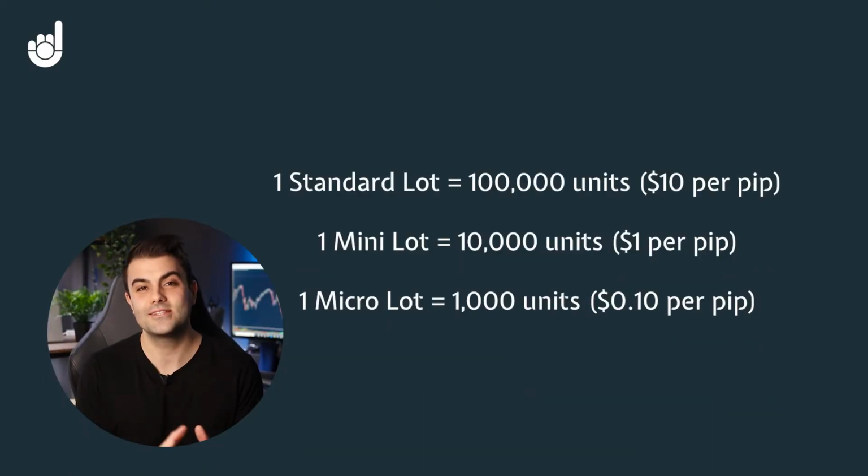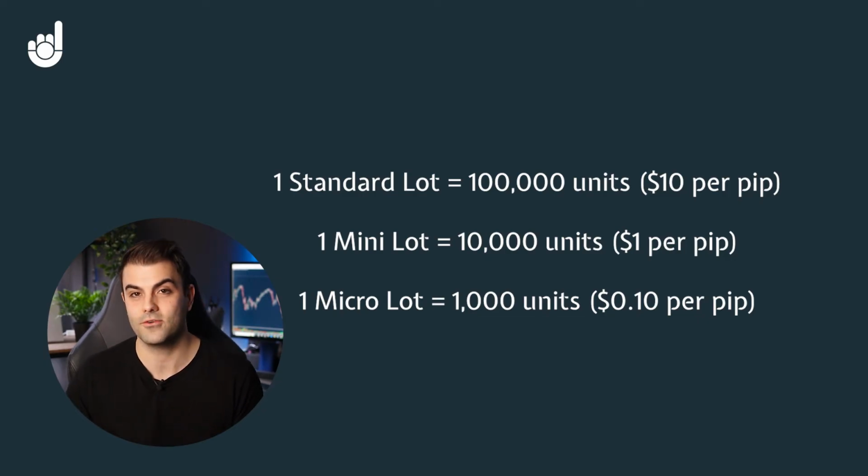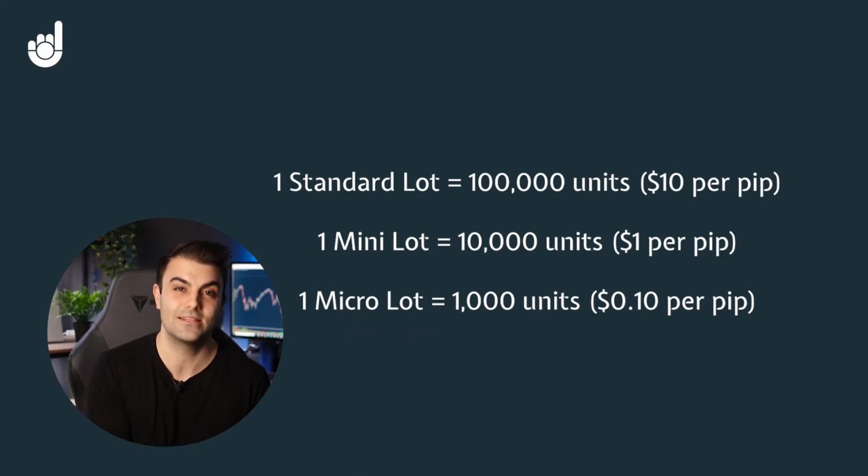And that's a good question, but the answer is no, you don't need that much money. So firstly, most brokers will also offer mini lots and micro lots. A mini lot is 10,000 units of the base currency and a micro lot is 1,000 units of the base currency. Therefore, 1 mini lot will be $1 per pip and 1 micro lot will be 10 cents per pip.